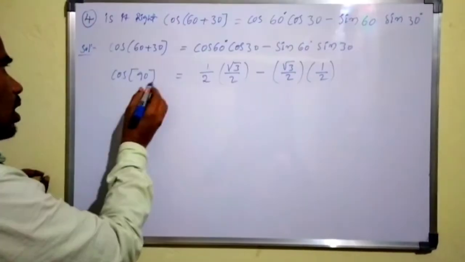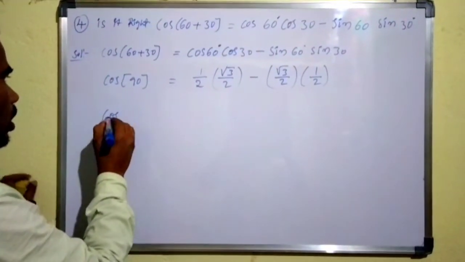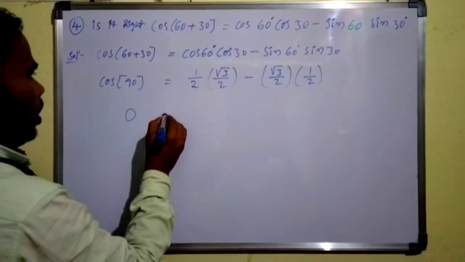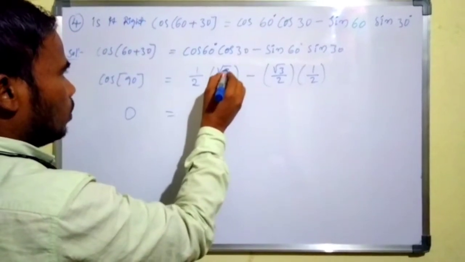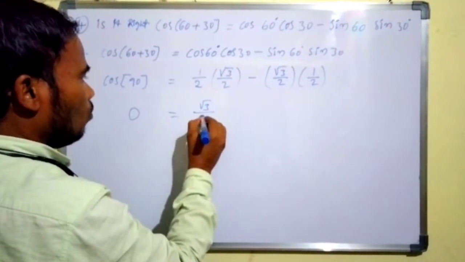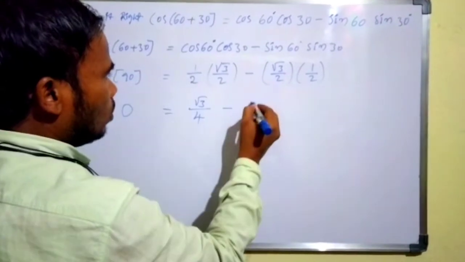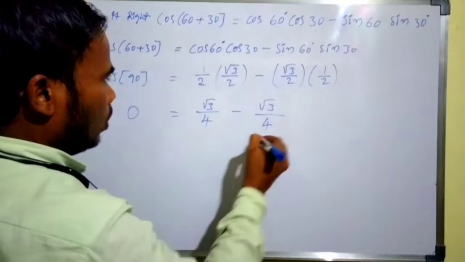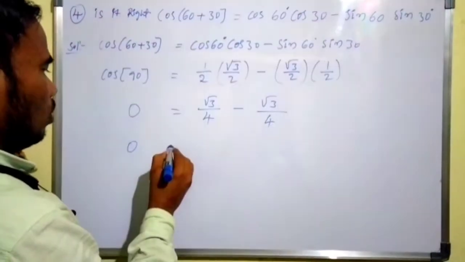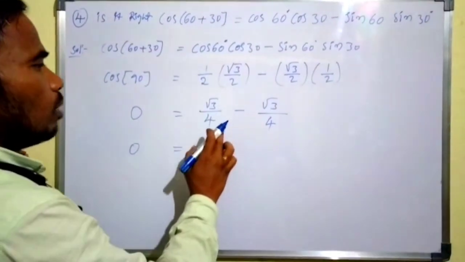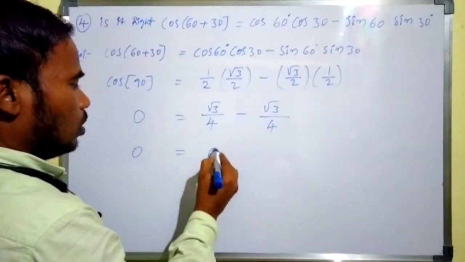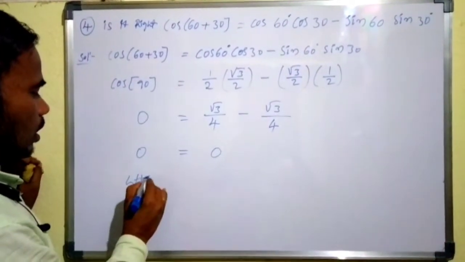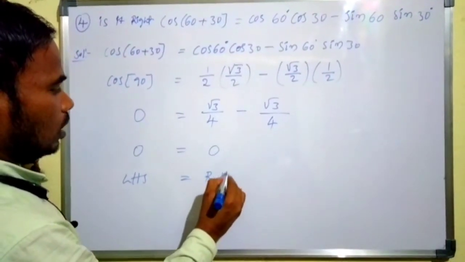So cos 90 is equal to how much? Cos 90 is equal to 0. And 1 by 2 into root 3 is root 3 by 4, minus root 3 by 2 into 1 by 2, which is root 3 by 4. So LHS is equal to 0. Already we got it. Root 3 by 4 minus root 3 by 4 is 0. So LHS is equal to RHS.